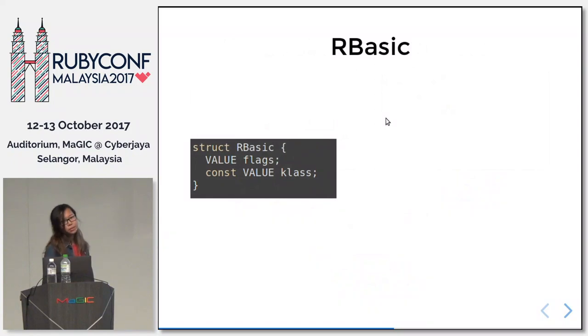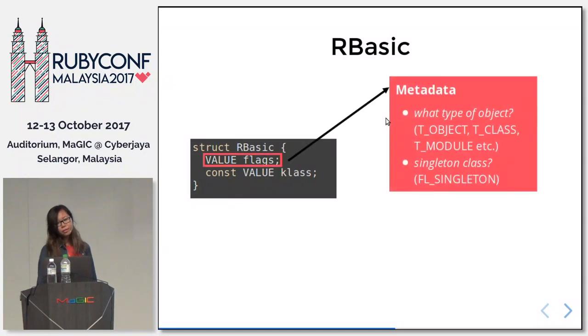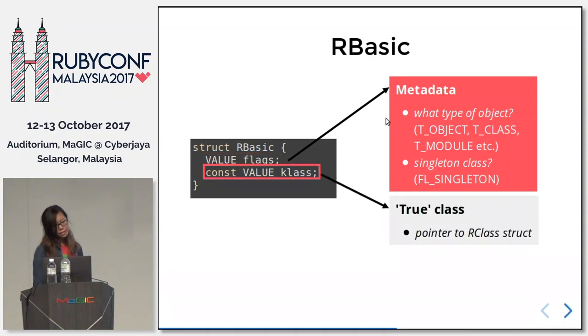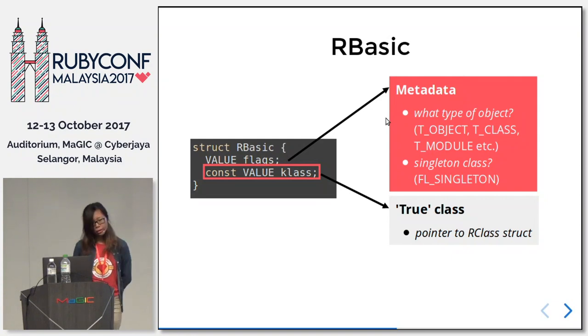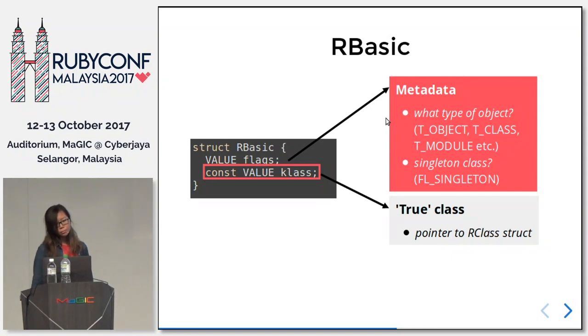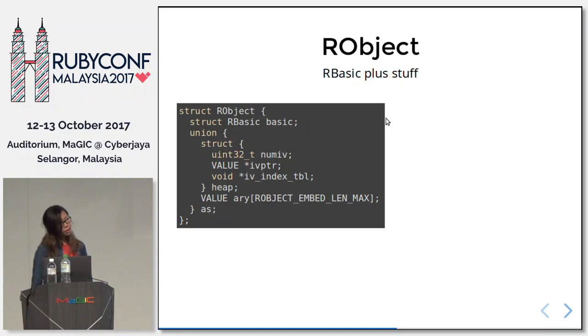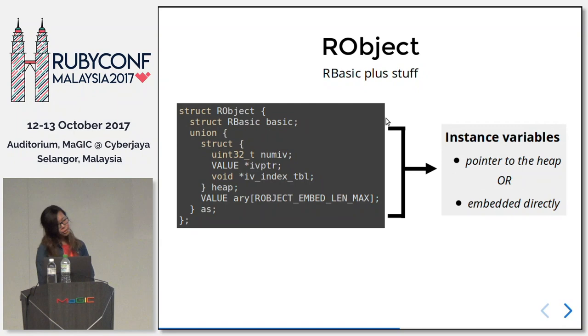This is the struct that contains data that's basic to all objects, right? So we have flags. This member basically contains metadata. So whether or not our object is an instance object, a class object, a module object, or whether or not it's a singleton class, that's all stored in flags. And very importantly, we have this class pointer here. So this is a pointer to an RClass struct, which keeps track of what is the class of our object. So moving on to RObject, it's really just RBasic plus stuff, right? And this stuff here, this union thing you see over here, it's basically a way of just storing instance variables.